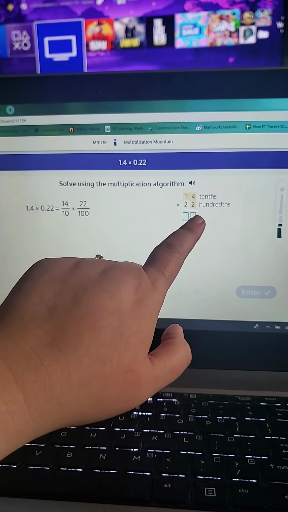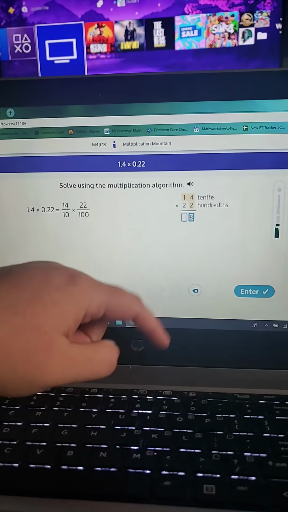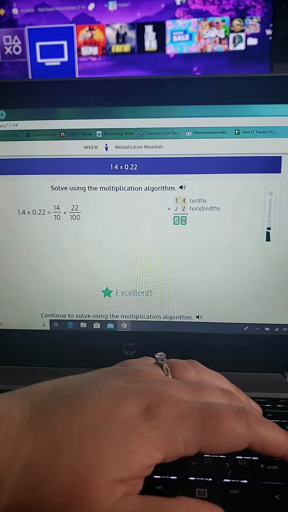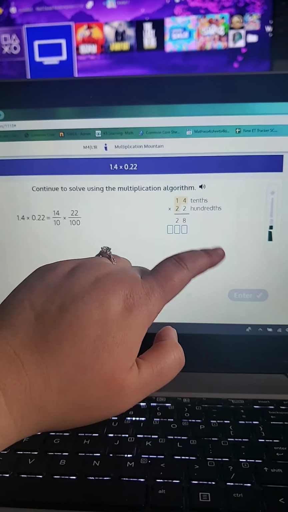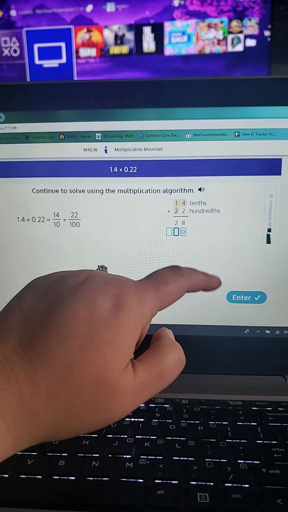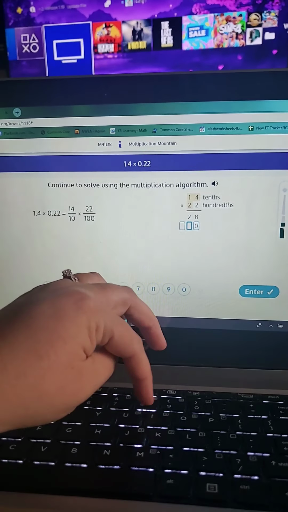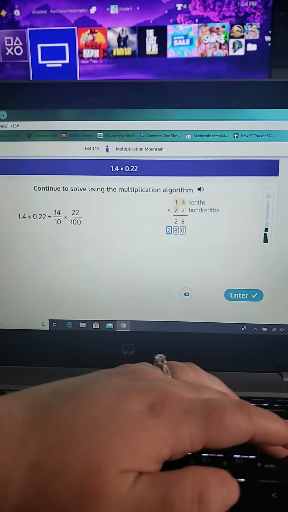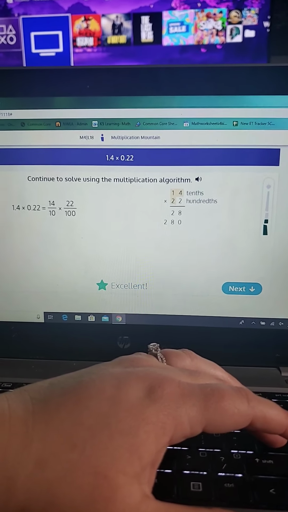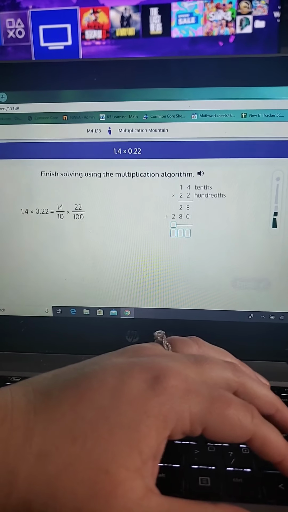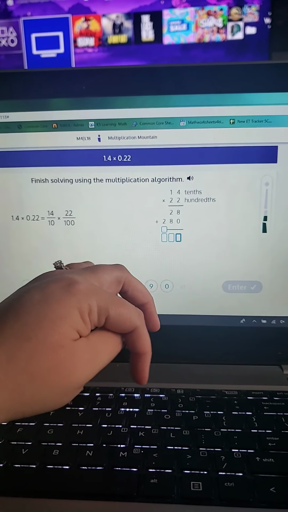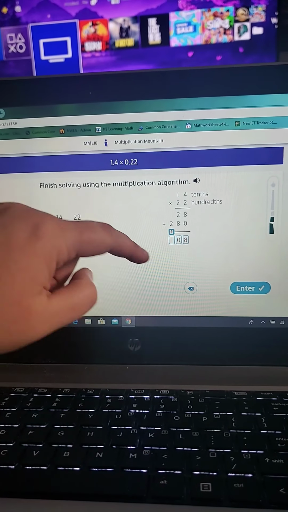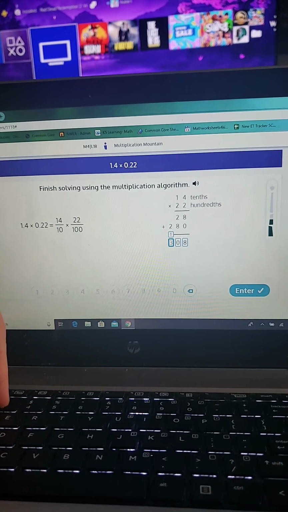And then we're going to do our math. 4 times 2 is 8. 2 times 1 is 2. First, drop that 0. Do not forget to do that. 2 times 4 is 8 again, and 1 times 2 is 2 once more. Now we're going to add. 8 plus 0 is 8. 8 plus 2 is 10. Carry the 1. 1 plus 2 is 3.